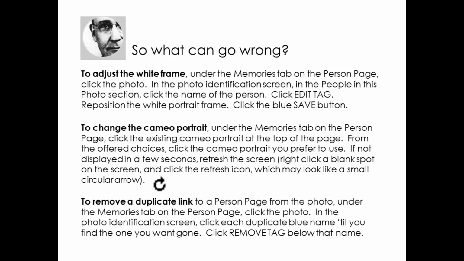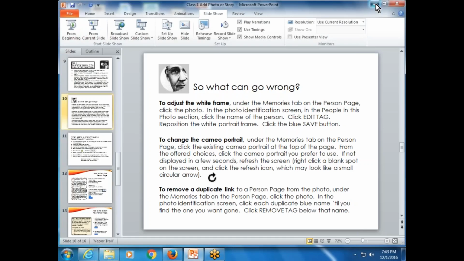Another thing is something we've already practiced, how to change a cameo portrait, because you've added a new photograph, you've discovered somebody else's photograph that you like better than yours, and you say, ooh, that's the one I want to make as his cameo portrait. Or you want to remove a duplicate link to a person page from the photo. Okay, let's see if we can figure out how to discover what to do.